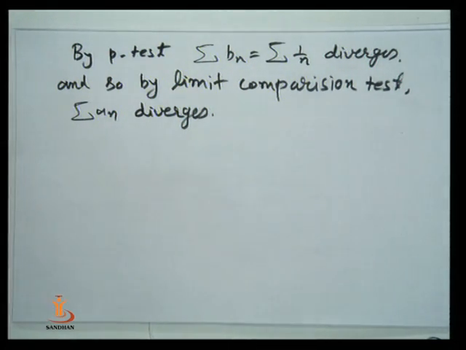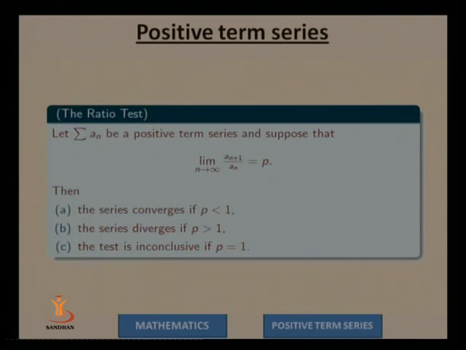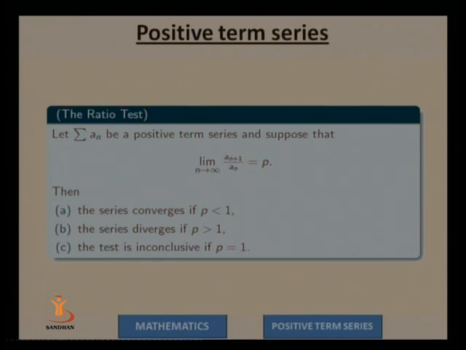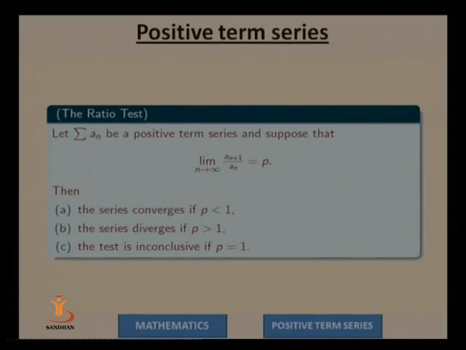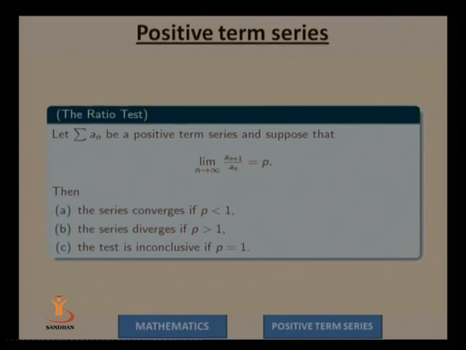Now let us see the next result in our presentation, that is the ratio test. The ratio test says that if we have a positive term series and the limit as n tends to infinity of a n plus 1 upon an is equal to p, then according to the different values of p, we have convergence and divergence. If p is less than 1, then the series converges, and if p is greater than 1, the series diverges, and if p is equal to 1, then the test is inconclusive. That means by the ratio test we cannot say that the given series is convergent or divergent, right?